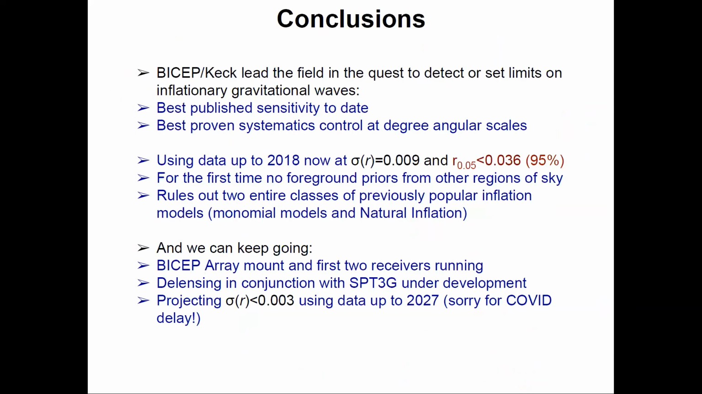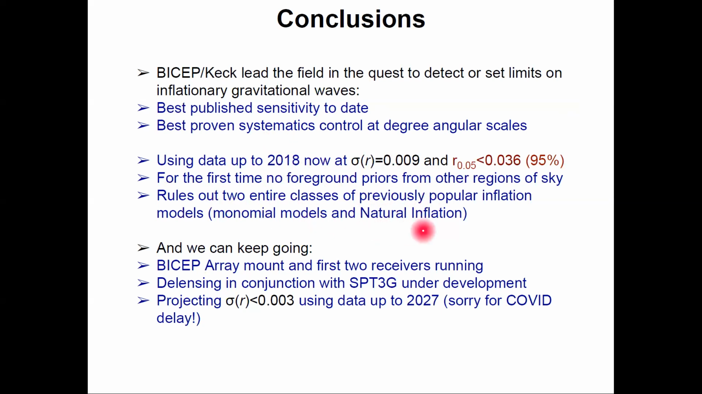So to conclude, BICEP Keck is leading the field in this quest to detect or set limits on inflationary gravitational waves. We have the best published sensitivity to date. I didn't talk at all about systematics control, but people have spent years of their lives on that. Using the data up to 2018, we're now at sigma r of 0.009. You can ask, why is the 95% r limit 4 times greater? Well, that's because the r likelihood peaks modestly above 0, right? So that's why those two are not just 2 times the other. For the first time, we don't have to put in any foreground priors from other regions of sky. So that's a step forward with the BK18 result.